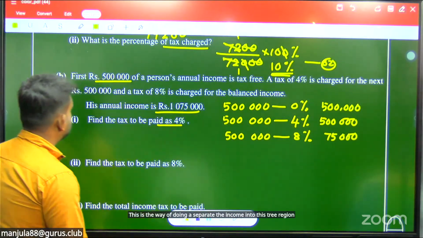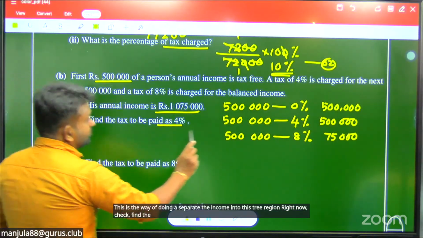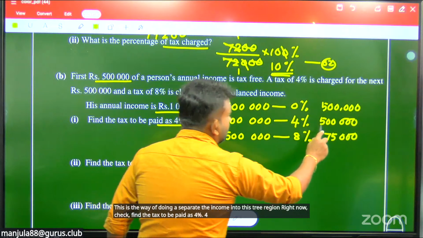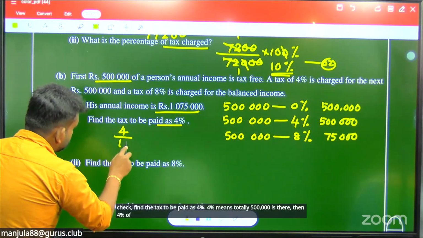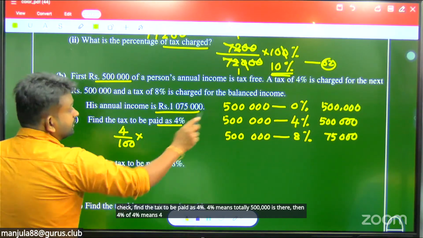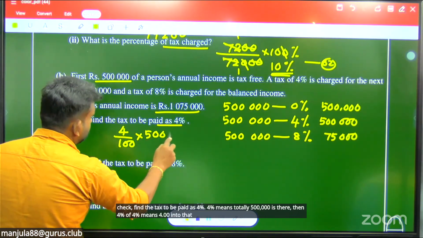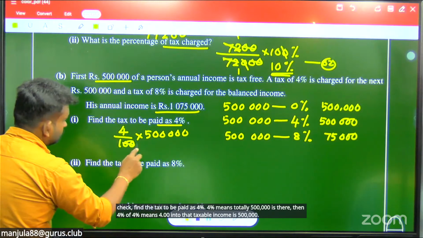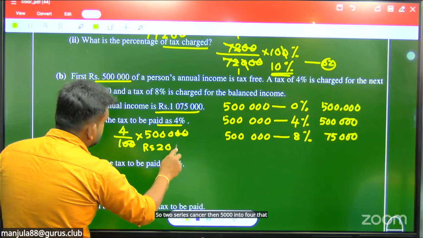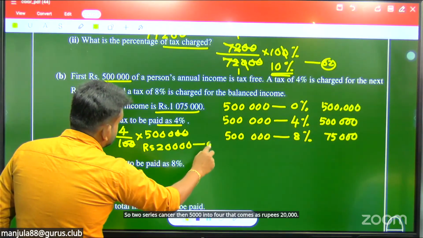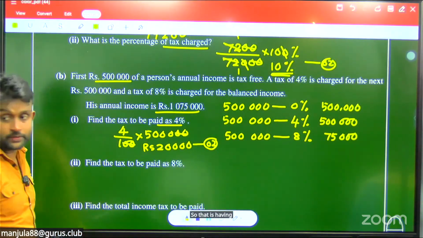Right, now check. Find the tax to be paid at 4%. 4% applies to 500,000. So 4 upon 100 into the taxable income of 500,000. Two zeros cancel. Then 5,000 into 4 comes as rupees 20,000. So that has 2 marks there.